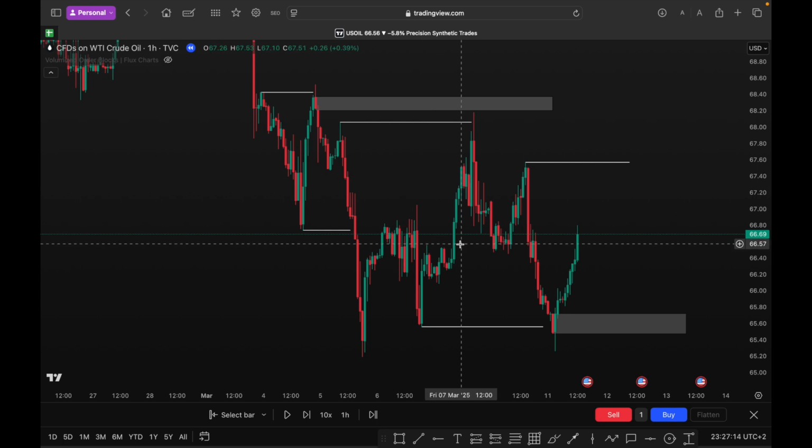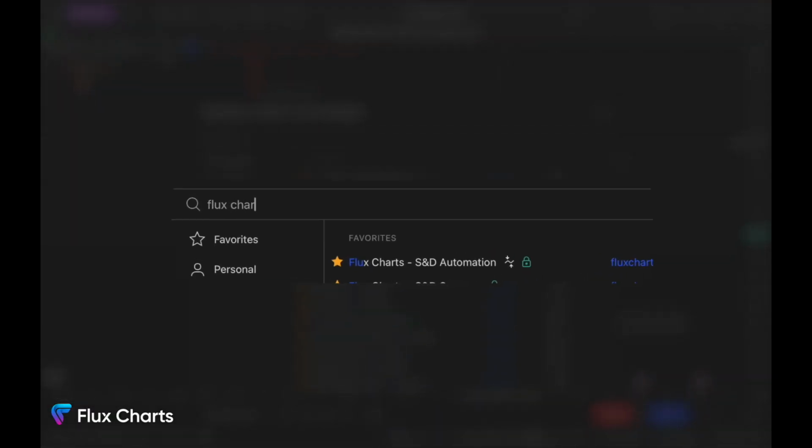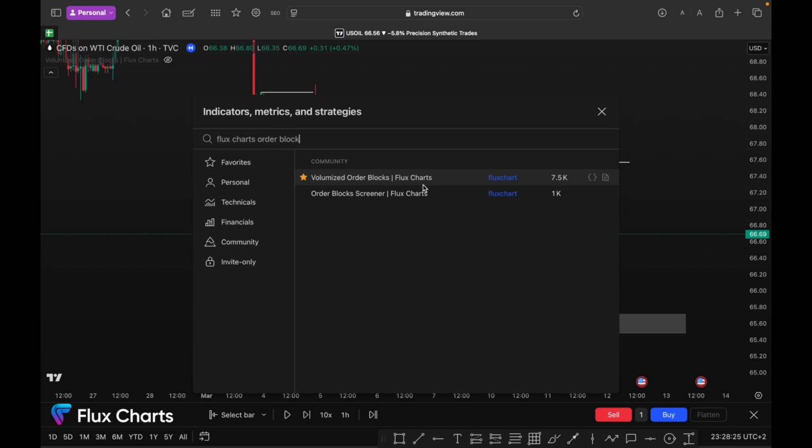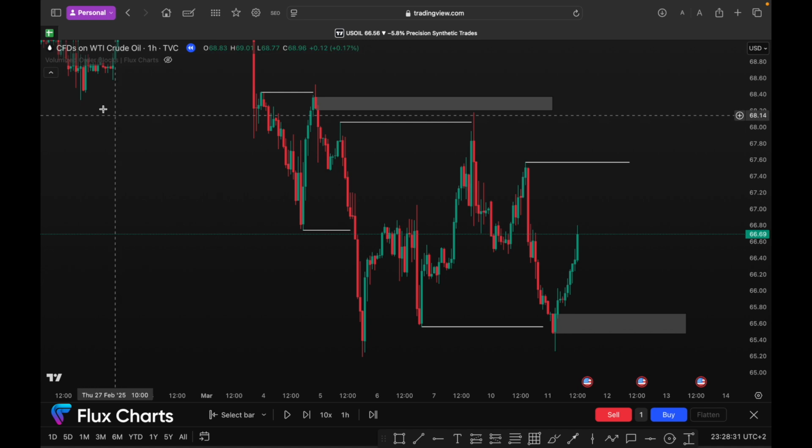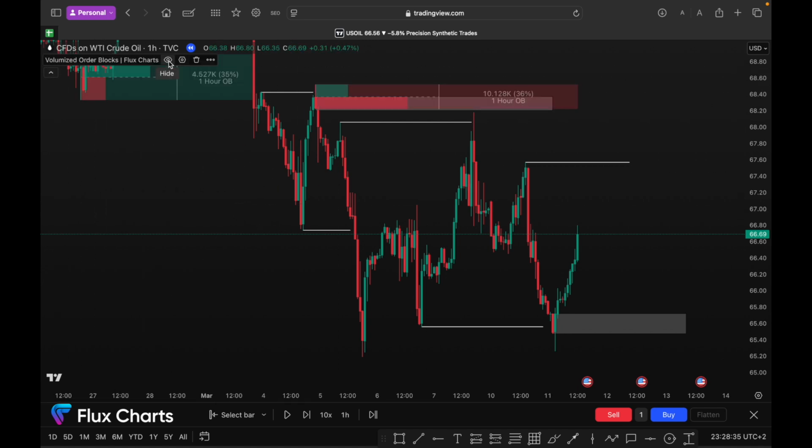If you don't know how to do this, don't stress, I've got you covered. All you need to do is type in the following indicator: Flux Charts Order Block, and this is the one you're going to choose. You're going to add this one to your chart. As soon as you add it, it will pop up and it will look something like this.